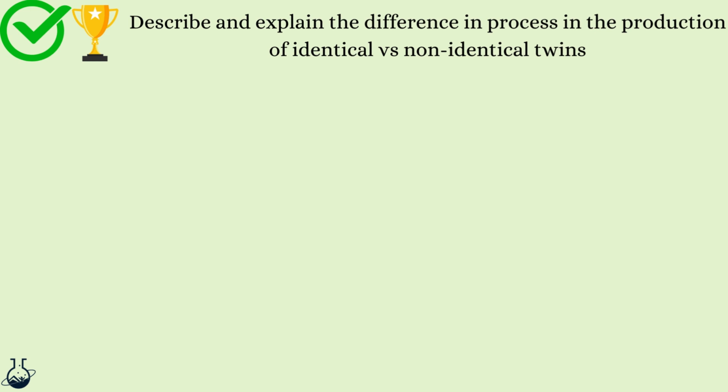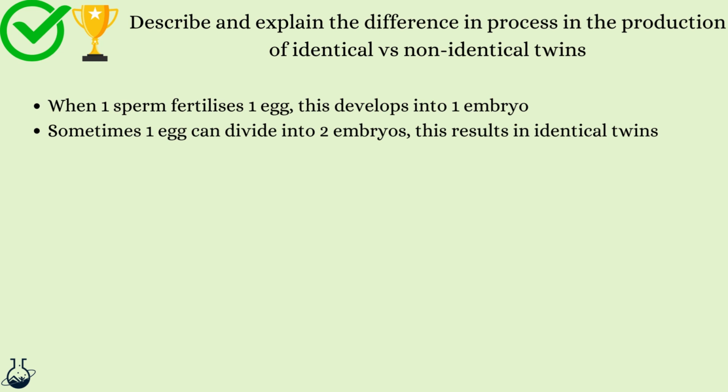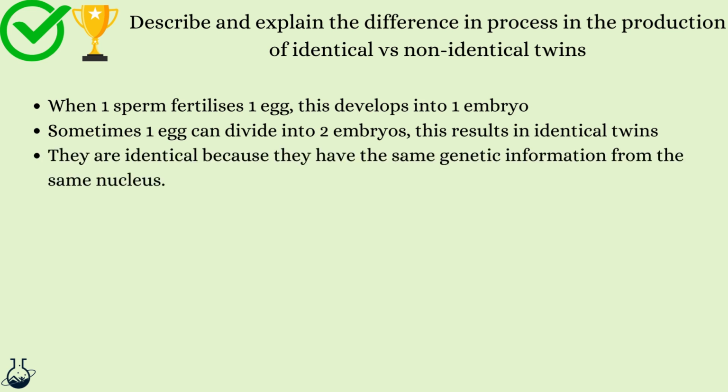And the challenge was to describe and explain the difference in the process in the production of identical versus non-identical twins. The word explain will mean that we need to use the word because. So, when one sperm fertilises one egg, this develops into one embryo. Sometimes one egg can divide into two embryos, and this results in identical twins. They are identical because they have the same genetic information from the same nucleus.